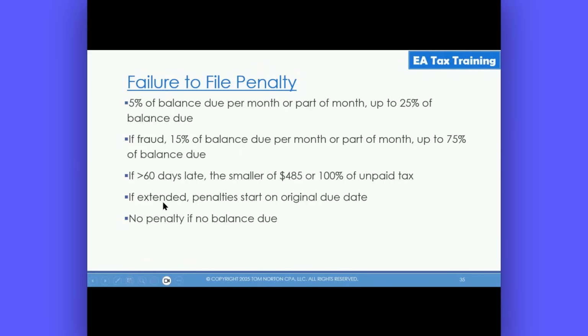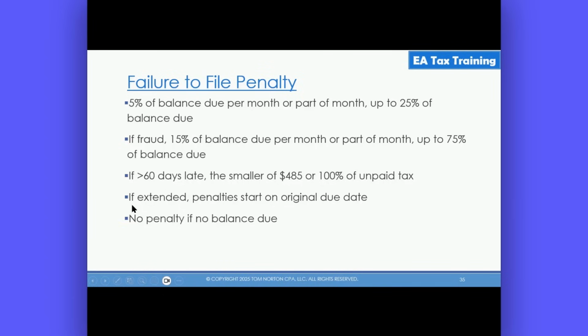If you had an extension, the penalties start on the original due date. So let's say you filed for your extension to October 15th, but then you didn't file by October 15th. You filed after October 15th. Well, the penalties are going to start all the way back at April 15th. So just because you got an extension to October 15th, that's not going to help you if you don't actually file your return by October 15th. You're going to pay penalties and interest all the way back to April 15th.